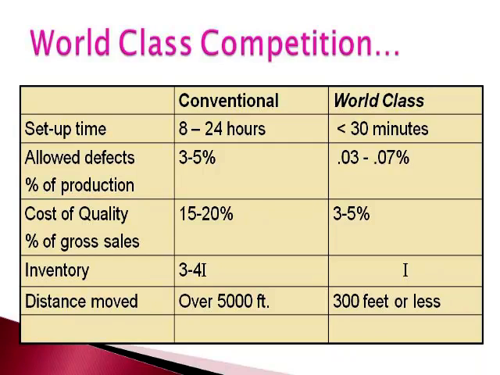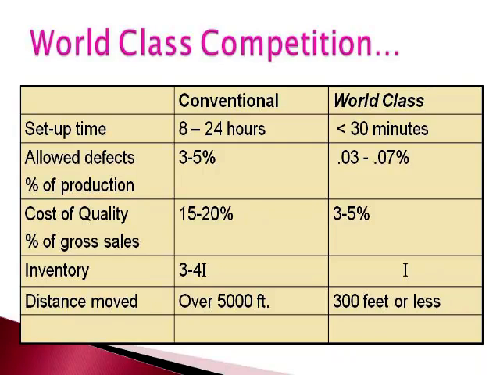Number of defects: previously we could afford to have 3 to 5 workpieces per 100 workpieces. If you produce 100 workpieces, we can afford to lose 3 to 5, which we call scrap. The scrap rate is now 3 to 7 parts in 10,000 components. If you produce 10,000 components, you can afford to lose 3 to 7 as scrap. That is 0.03 to 0.07 percent.